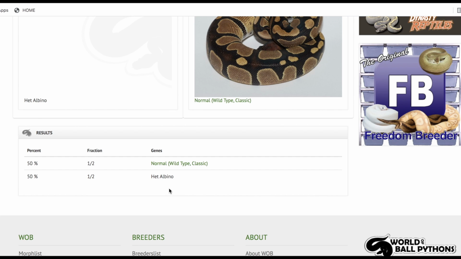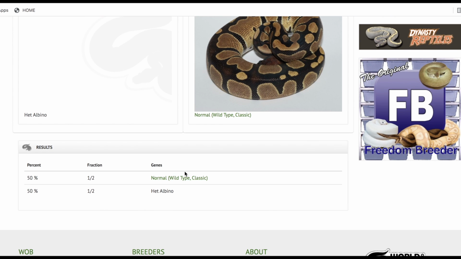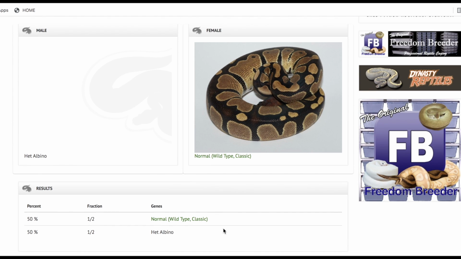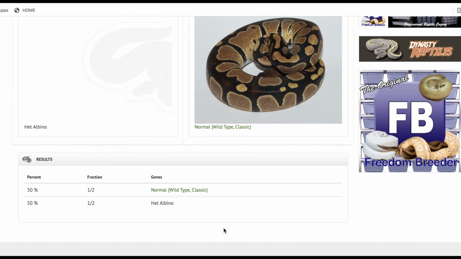Now, this kind of sucks. You can't, for albino, visually see which ones are going to be heterozygous for albino and which ones are completely normal until you grow them up and breed them. So that's why you will see people selling them as 50% chance het albino.